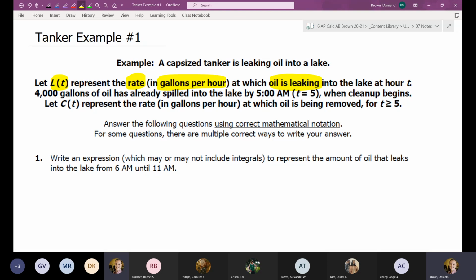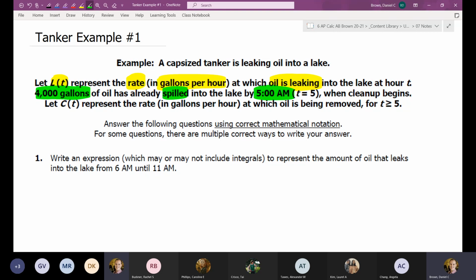Second line, we have 4,000 gallons of oil. So there's a unit of measurement. Spilled into the lake at 5 a.m., or T is equal to 5. What is that bit of information telling us? F of A, that's the initial condition.